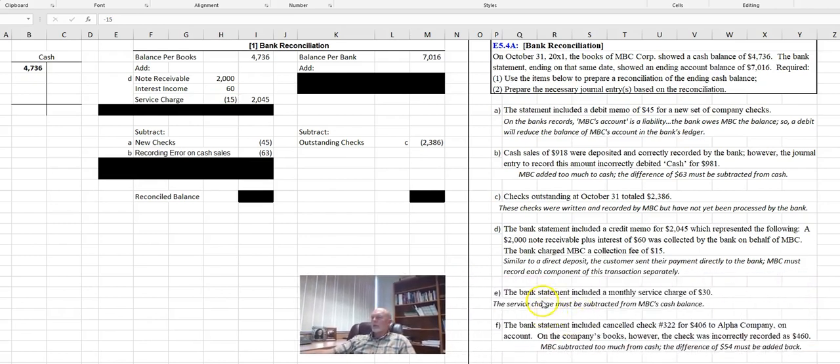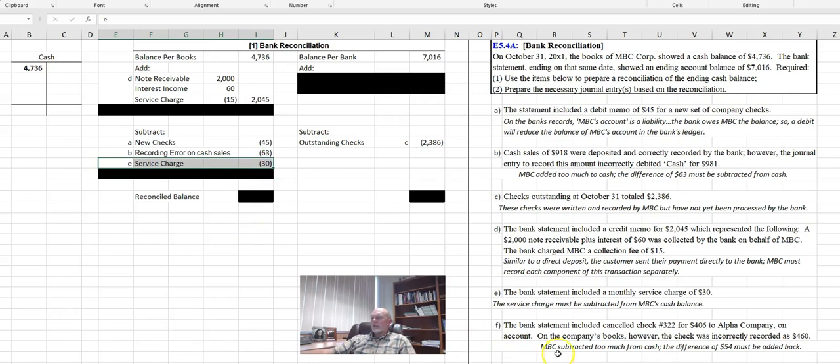Item E, the bank statement included a monthly service charge of $30. Again, this is an amount the bank is charging us for, so we're going to subtract that from our balance, $30 service charge, to update our records.